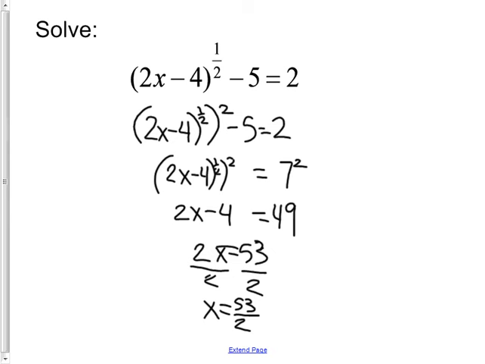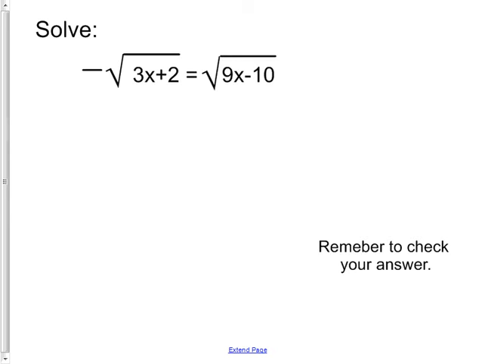On to this one. That one's a little unusual. How am I going to get rid of those square roots? Can you square both sides without fear? No. Maybe you're afraid, but I'm not afraid. You can square both sides. It's okay. Watch. Squaring both sides.